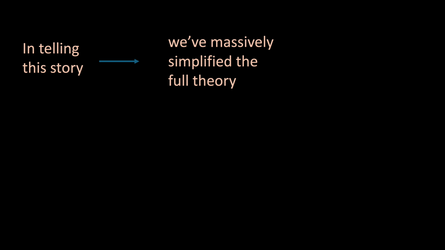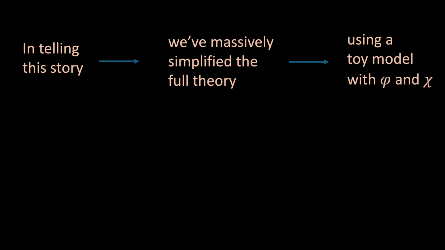Now, it's important to note that in telling this story, we've massively simplified the full theory using a toy model with two simple real scalar fields phi and chi. This let us isolate the core mechanism without being buried in the full complexity of the standard model, and hopefully built some intuition about the Higgs mechanism.